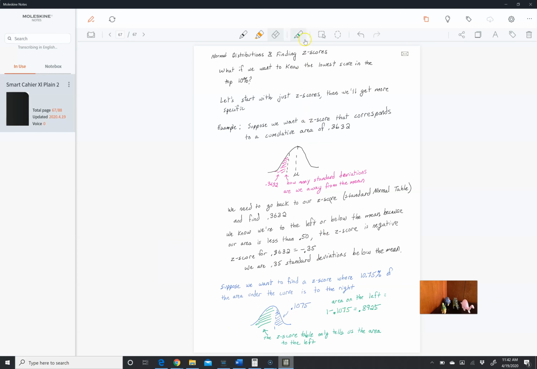Okay, so let's go back and we have to go to our z-score table. So once again, think about whether you're to the right of the mean or to the left. Now this is greater than 0.5. So 0.8925 is greater than 0.5, so the z-score is positive. That's what we're looking for. And you would figure it out from the z-score table, okay? And I'll show you in a second why. But this makes it go a little bit faster, okay?